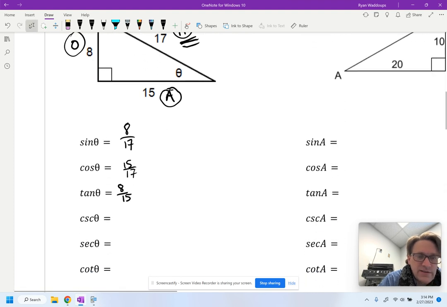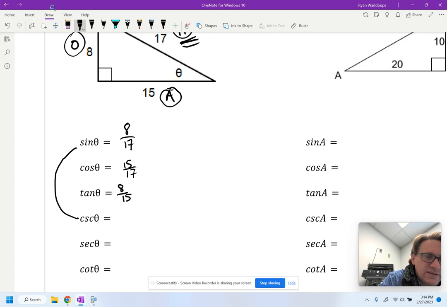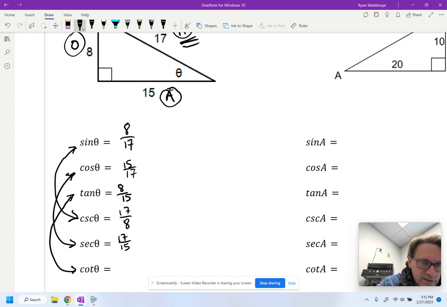And then we've got the cosecant, and the cosecant goes with the sine. And so it's just 17 over 8. And the secant goes with the cosine. And they are just the reverse, so it's 17 over 15. And then we have the cotangent, and the cotangent is the reciprocal of the tangent. And so it's 15 over 8.